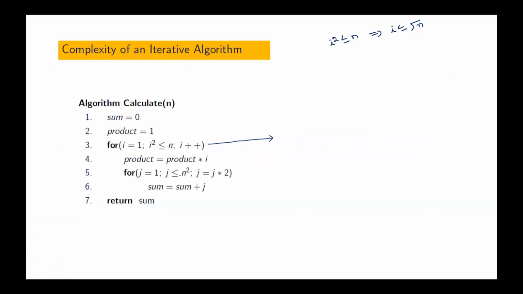So we are actually trying to calculate the number of times the sum equals sum plus j operation, the addition operation, is performed here. Now, the outer for loop given in step 3, how many times is it repeated?